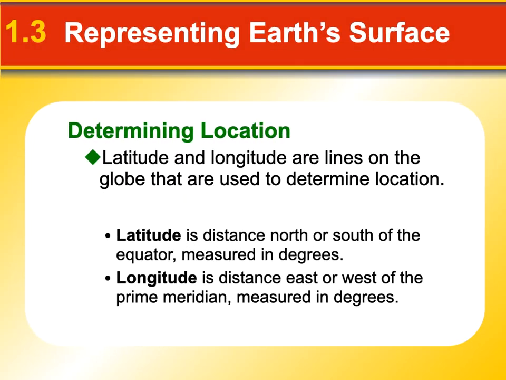So we determine location on our planet with latitude and longitude. There are these lines on the globe that run north-south and east-west, and you can plot any location on a sphere with that. So we're going to do some of that in here as we go. Latitude are the east-west lines, so they go like this, and longitude are the long-running lines from the poles.